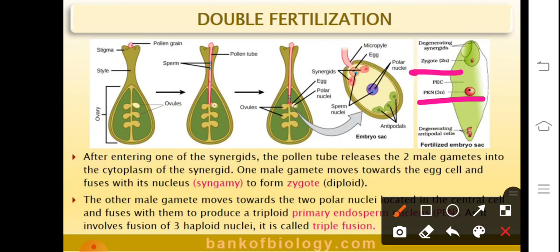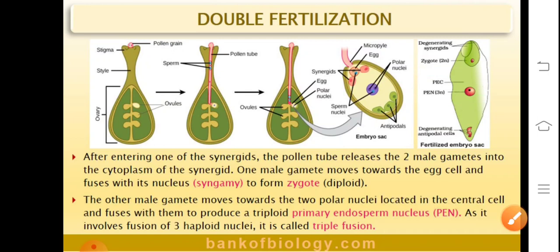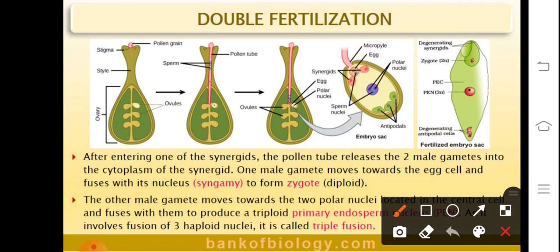Now the production of the zygote by the fusion of the male gamete and the egg is referred to as syngamy, and the PEN is formed by the fusion of the central cell with the sperm nucleus, which leads to the formation of endosperm. So we can see that the fusion between the egg and the male gamete is syngamy, and the fusion between the polar nuclei and the male gamete is referred to as triple fusion. This is because the ploidy of PEN is 3N.